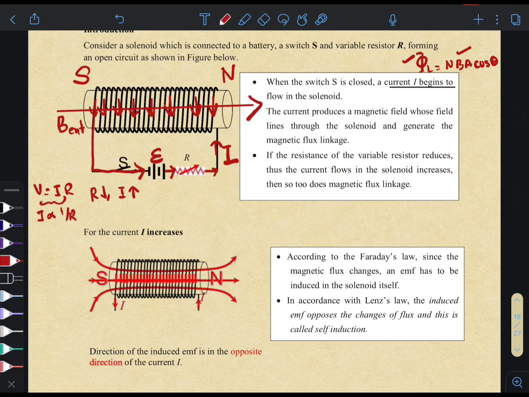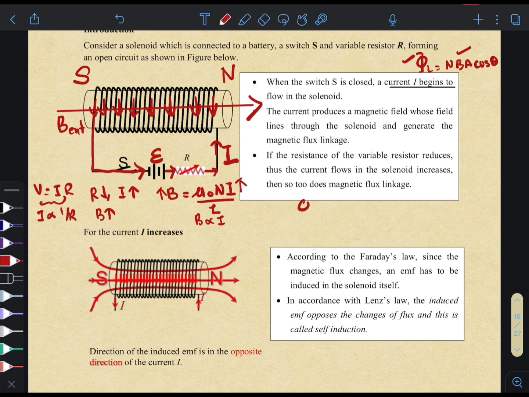Okay, this one kita kena tengok kepada equation of magnetic field in the solenoid, where magnetic field in the solenoid adalah mu naught Ni over L. So when you increase your I, your B akan increase because they are directly proportional. So at this particular point, bila kita decrease R, I increase, B akan increase juga.